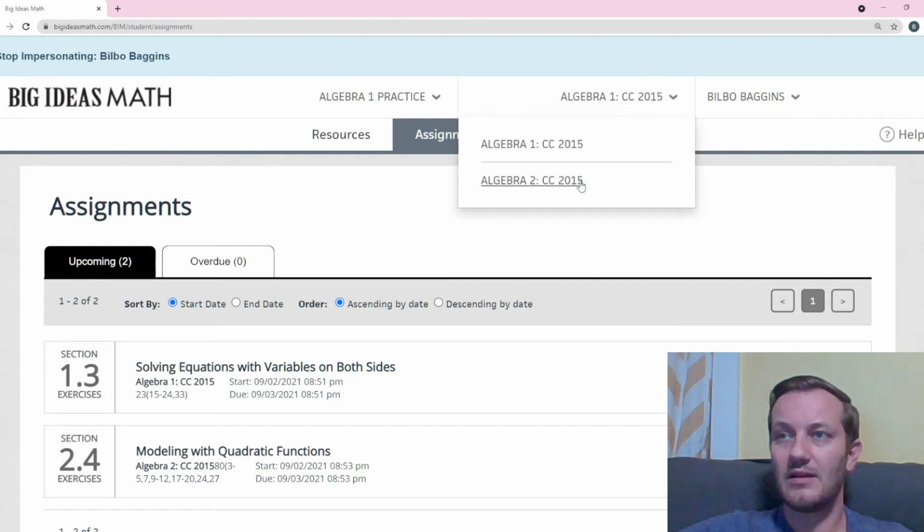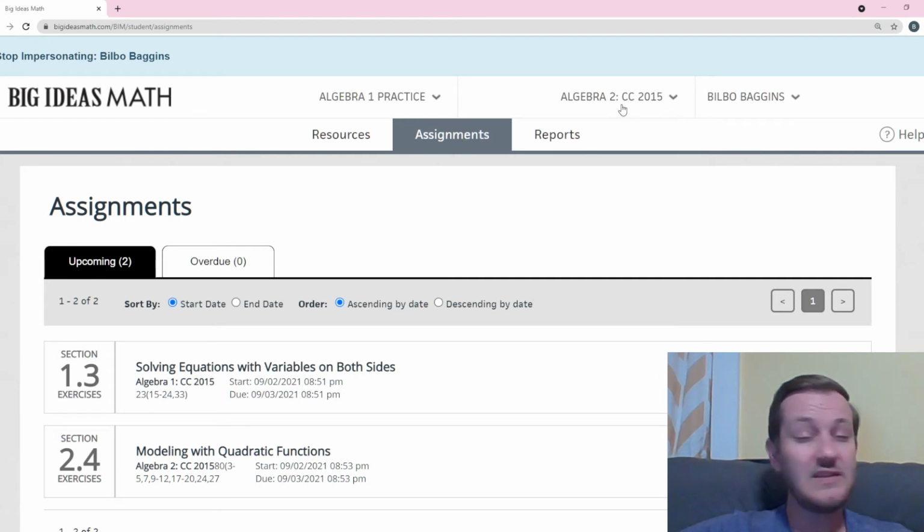Now, I believe, at least in the past, if you clicked on Algebra 1, it would show only the assignments from the Algebra 1 text. And if you clicked on Algebra 2, it would show only those assignments. At this moment, it's showing me both of them. But be forewarned, who knows what it will do when you try.